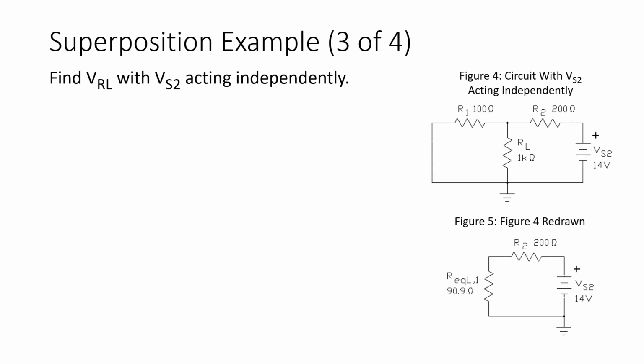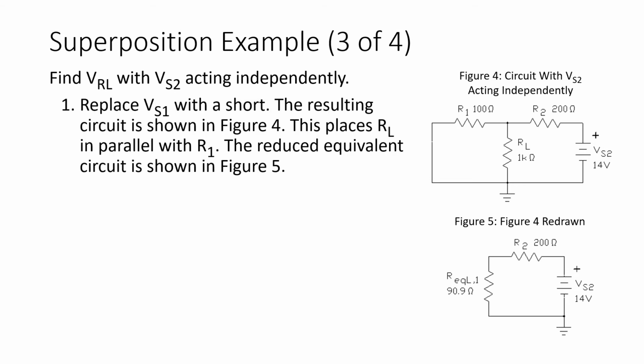So now we'll find the voltage across RL with VS2 acting independently. And again, VS1 is replaced with a short. And this places R1 in parallel with RL. I've redrawn the circuit by combining R1 in parallel with RL into one equivalent resistor called REQL1 to derive a simple series circuit.